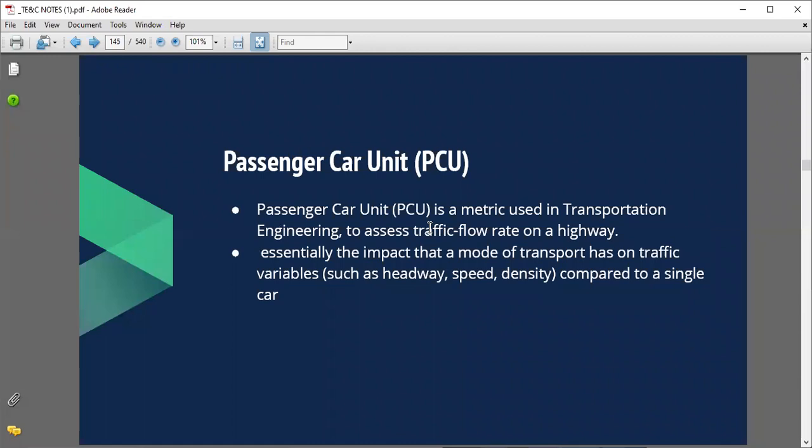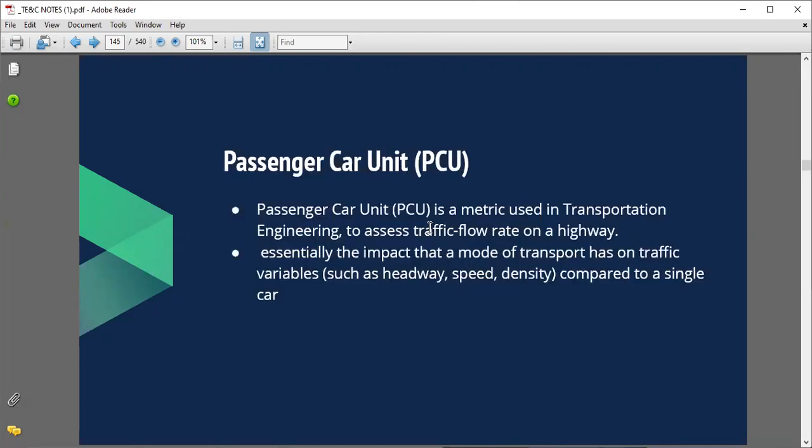Now we'll see the most important point, that is the passenger car unit. So what is the passenger car unit? Passenger car unit is a metric used in transportation engineering to assess the traffic flow rate on a highway, essentially the impact that a mode of transport has on traffic variables such as headway, speed, and density compared to a single car.